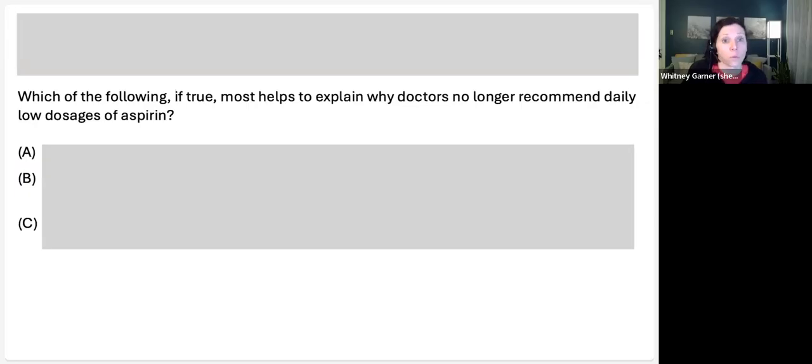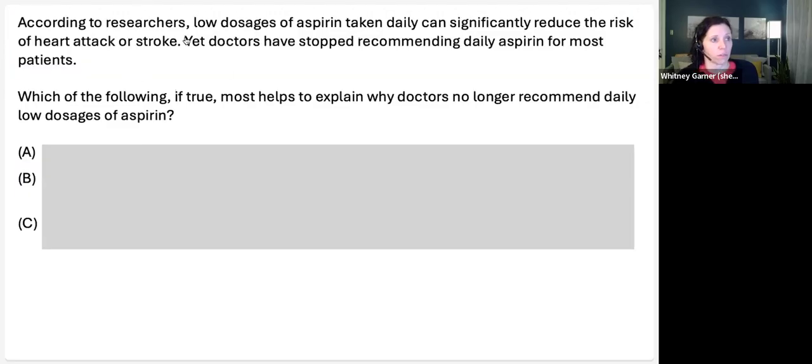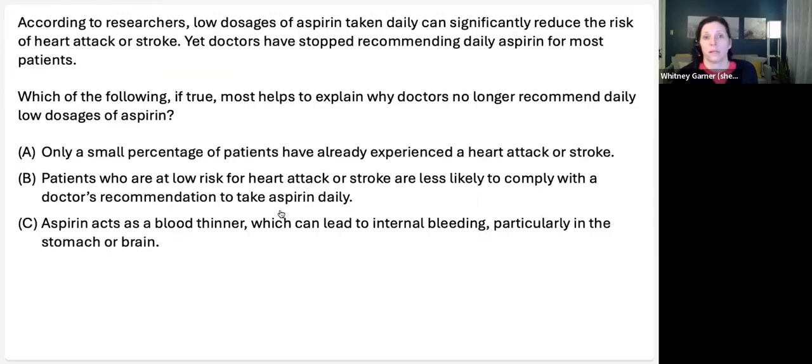So our job is to read the question. Then our job is to deconstruct the argument and then pause, state the goal, process the answer choices. Send me your answer when you think you got it.